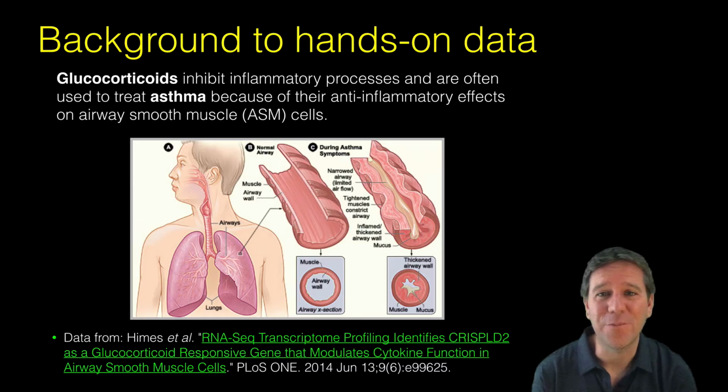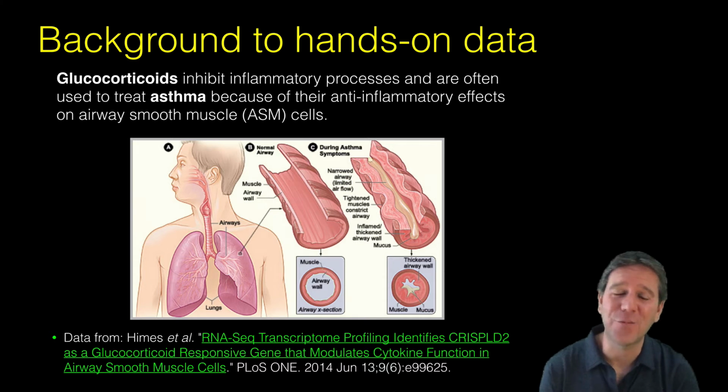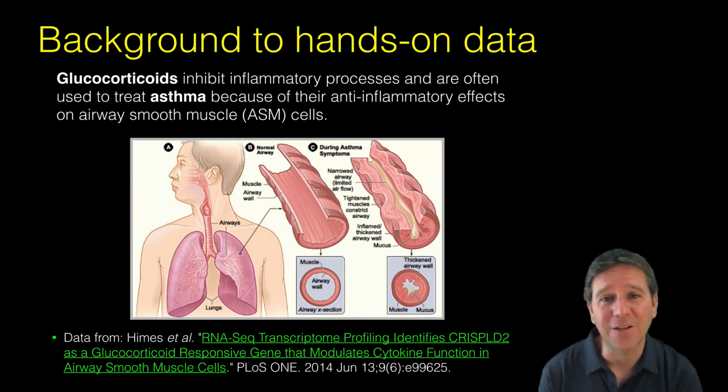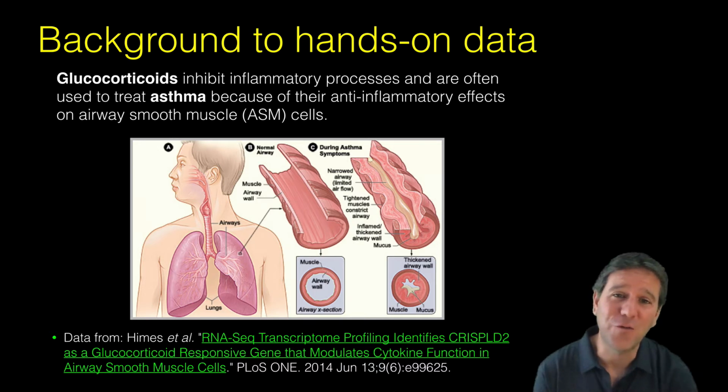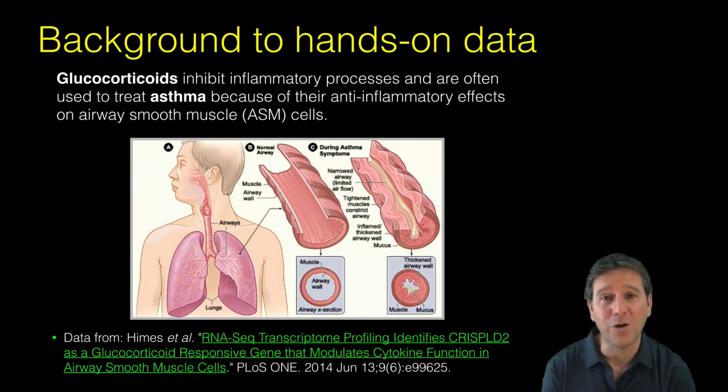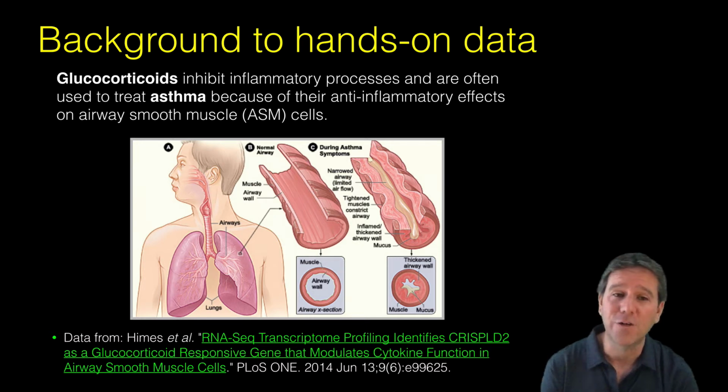Hello and welcome back. In this section's hands-on lab, we'll be looking into data from a publication a few years ago from Himes et al. on RNA-Seq analysis of airway smooth muscle cells upon treatment with a common steroid, a glucocorticoid steroid, used for the treatment of asthma. Now, this class of compounds have been known to have anti-inflammatory effects on one of the main muscles that line our airways, so-called airway smooth muscle cells, for some time, which is why, of course, they're found in many asthma inhalers and the like.